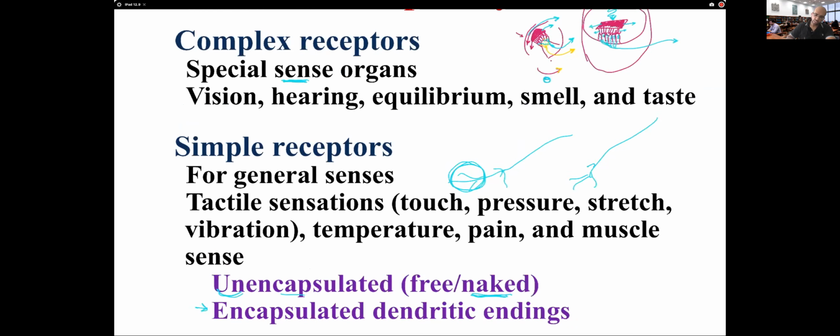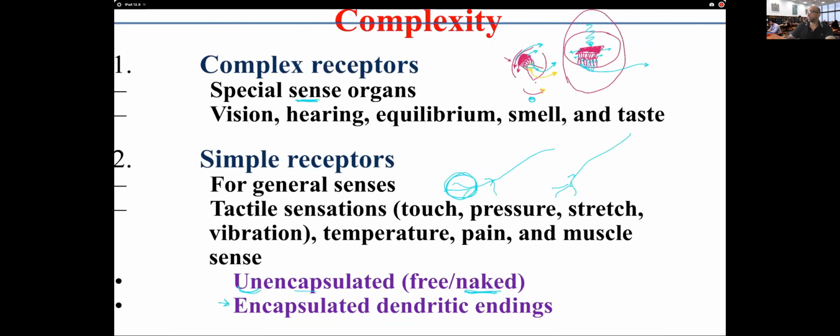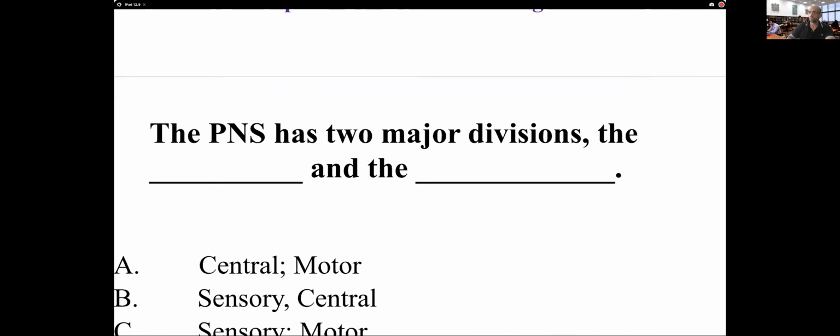So again, we classify the receptors according to the degree of complexity into either complex receptors or simple receptors. Complex receptors, those are the receptors detecting special sensations: vision, hearing, equilibrium, smell, taste. Simple receptors, those are for general sensation, and they are detecting tactile sensation like the touch, pressure, stretch, vibration, temperature, pain, and muscle sense. Those again are either encapsulated or unencapsulated.